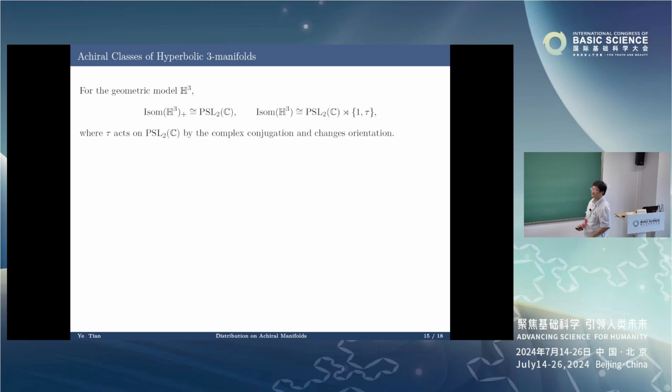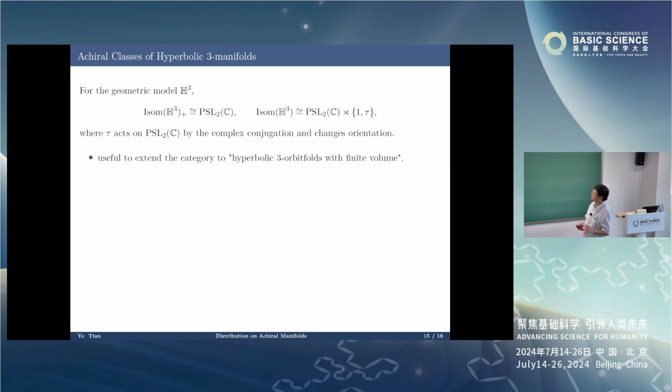Now look at H3. The isometry group of H3 keeping the orientation is PSL2C. Without requiring keeping orientation, it is an extension of PSL2C by the order 2 group generated by complex conjugation. So this complex conjugation changes orientation.